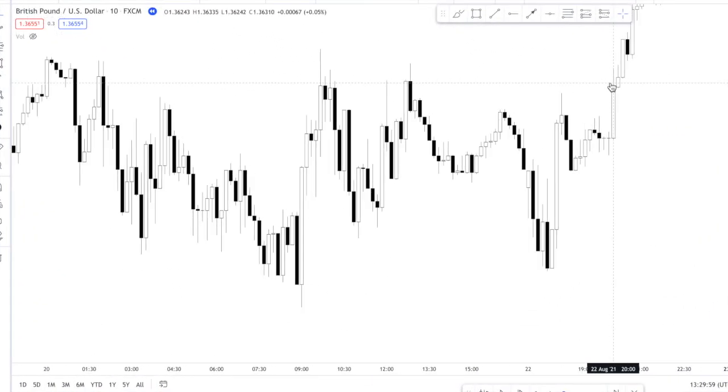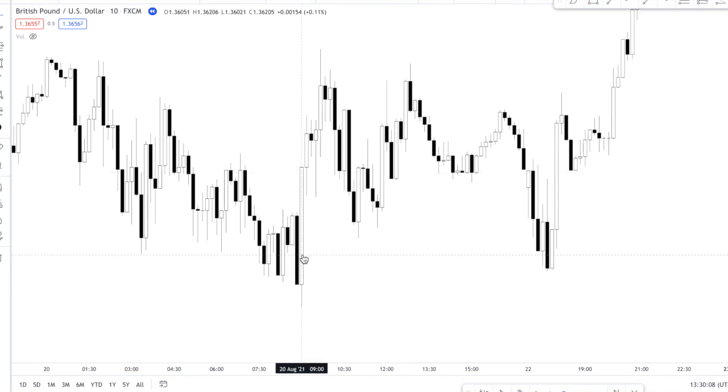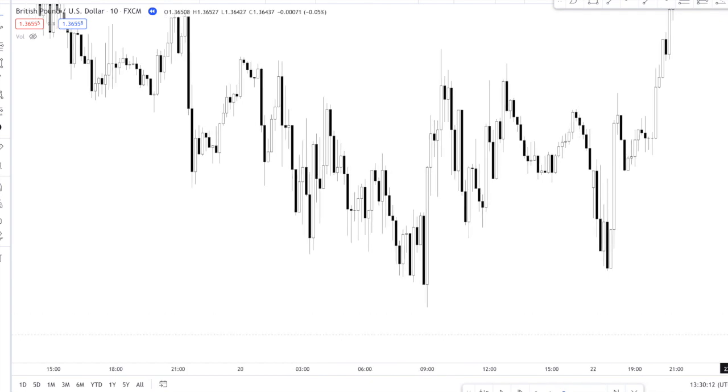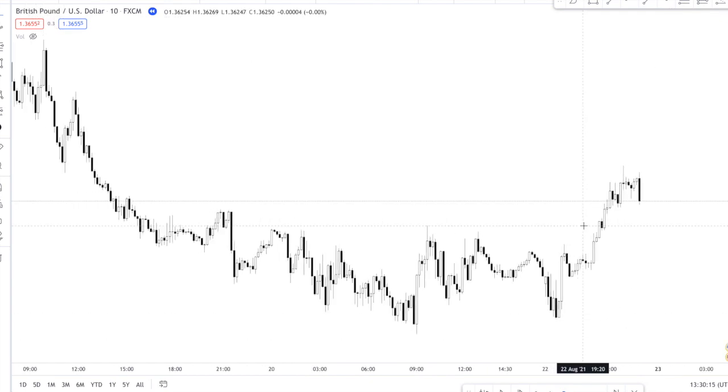If you guys want to come check this out yourself, this is actually GU on August 20th, and you have to use FXCM. Now, I use OANDA. When I went to look for this on OANDA, it didn't hit this area. So different brokers are going to show different data, right? Okay, awesome. So we're going to check here.